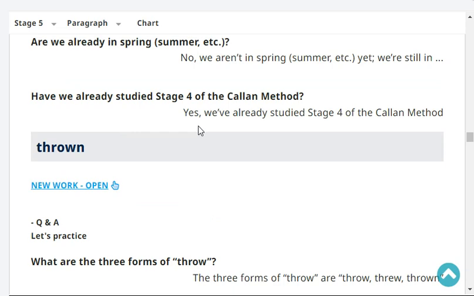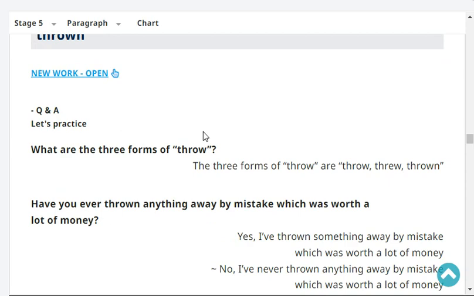Okay, have we already studied stage 4 of the Callan method? Yes, we've already studied stage 4 of the Callan method. Very good. What are the three forms of throw? The three forms of throw.